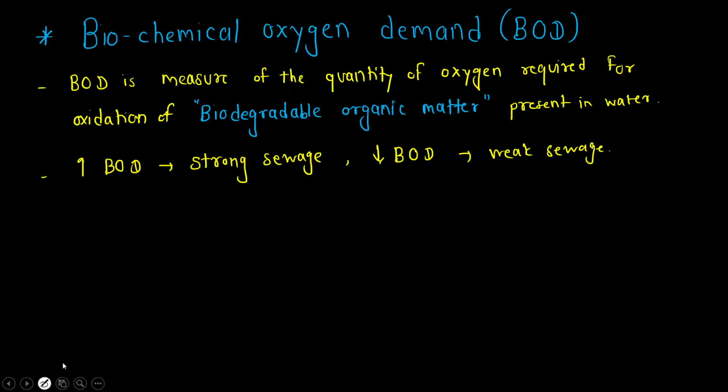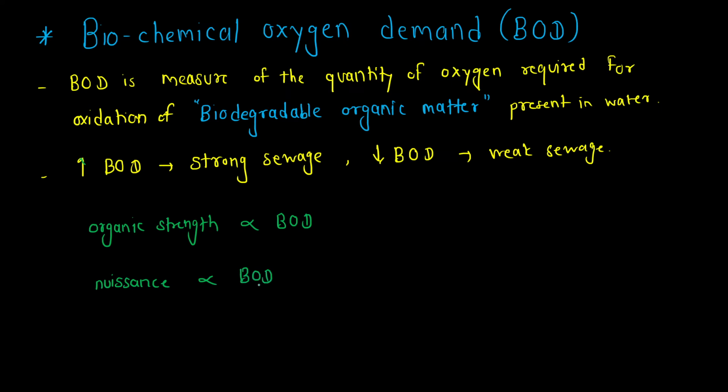So if we compare it with the nuisance, then we can write it as organic strength. First we'll write one relation: organic strength is directly proportional to BOD. So this we all know. If the BOD is more, that means organic strength or organic content is more. Now if we want to relate nuisance, that is problem to human and environment, this nuisance will be more if the BOD is more. So it is directly proportional to BOD.